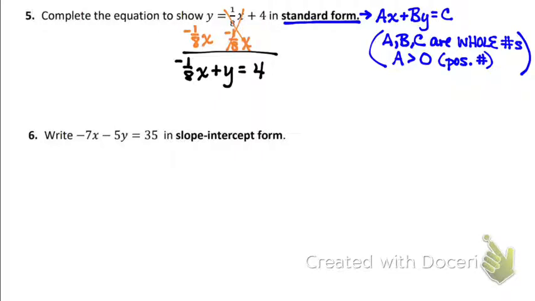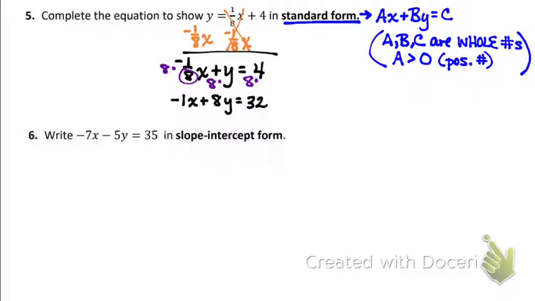That means I need to multiply every single piece by 8. Whatever was on the bottom is what I'm multiplying by. Grab your calculators and help me out. What is 8 times negative 1/8? Negative 1. So I have negative 1x plus 8y equals what? 32.